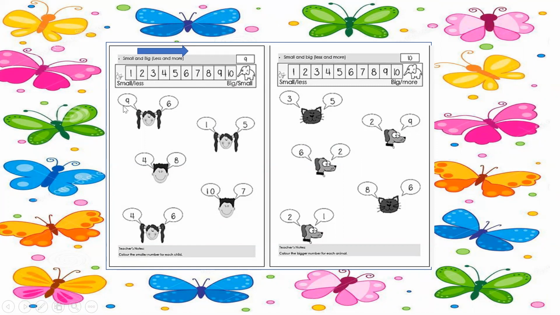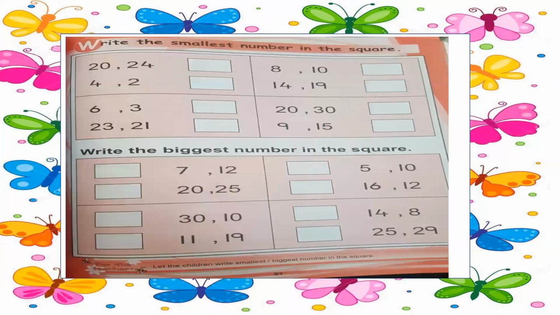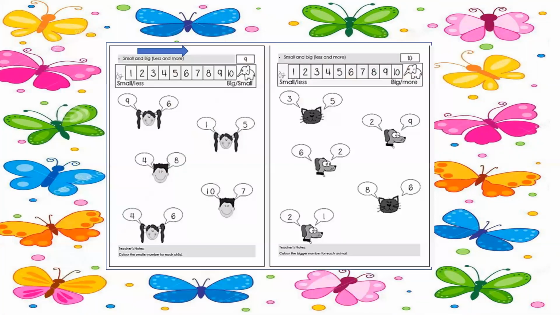So for example, wait a second, let me bring this plane again. Here is the number 9 and here is number 6. Look, the number 9 is at the right side while the number 6 comes before it. So we will consider the number 9 big while the number 6 smaller.